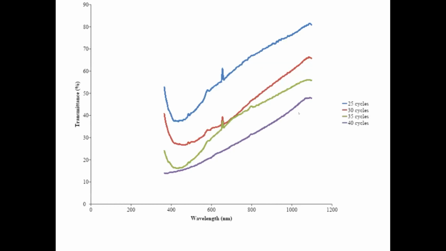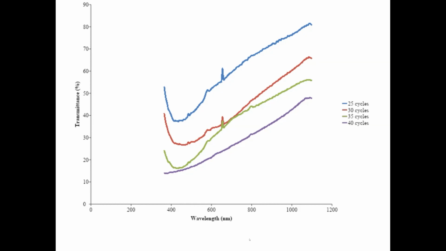This is the graph using ammonia as a complexing agent. What we noticed is that the transmittance was also higher in ammonia as a complexing agent compared to sodium hydroxide as a complexing agent. But in both cases, the graph shows that as wavelength increases, the transmittance increases. But the transmittance was least at 40 cycles.